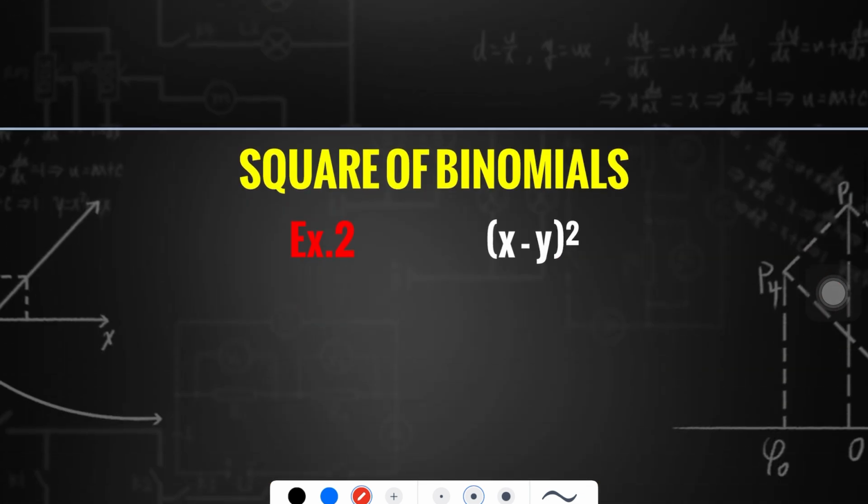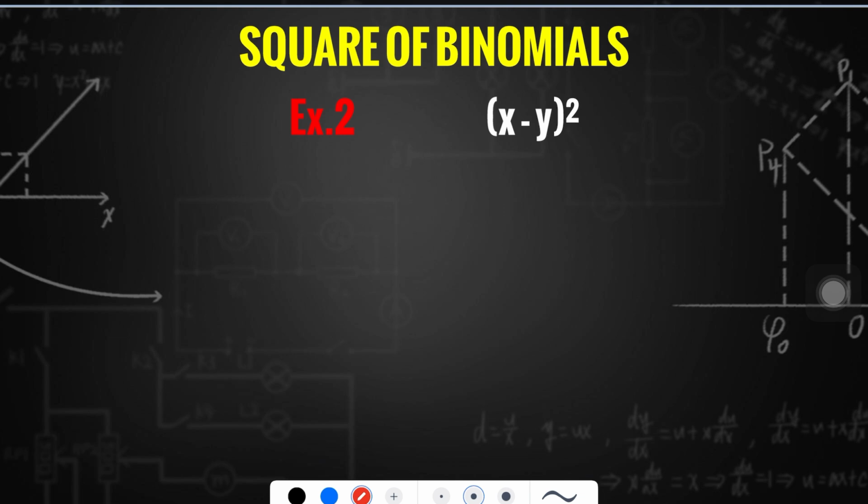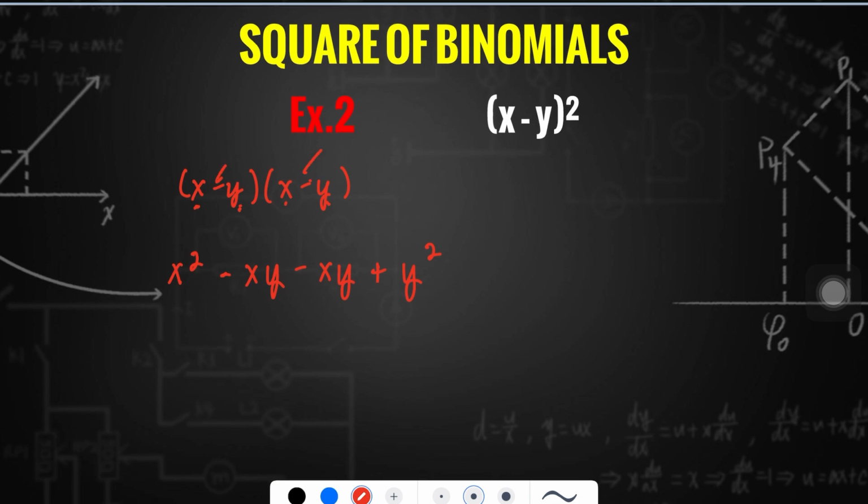Let's go to example number 2. Let's do FOIL method again. So let's expand x minus y squared. So we have x minus y times itself, x minus y. So first times first, x squared. And then outer times outer, we have negative xy. Positive times negative, negative. And then inner, negative y times x, still negative xy, and then negative y times negative y, that's positive y squared, because negative times negative is positive.